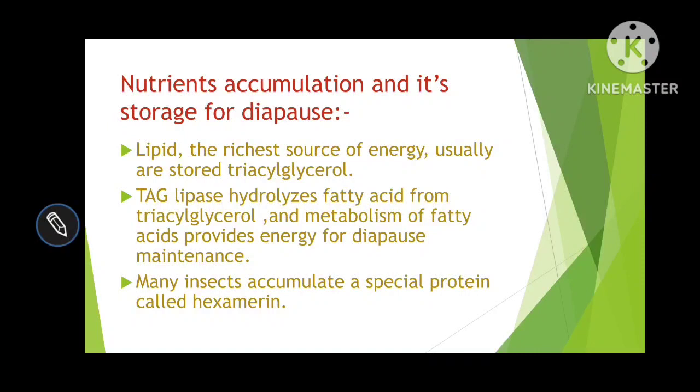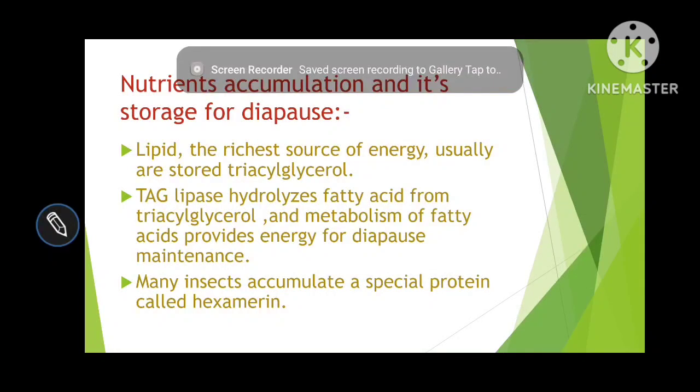Nutrient accumulation and its storage for diapause. Most diapausing insects feed only sparingly or not at all. Certainly, diapausing embryos and pupae have no opportunity to feed. Prior to entering into diapause, insects typically feed vigorously and synthesize and store nutrients primarily as lipids or proteins. Lipid is the richest source of energy, with more than twice the calories per gram compared to carbohydrate or protein, and usually is stored as triacylglycerol.